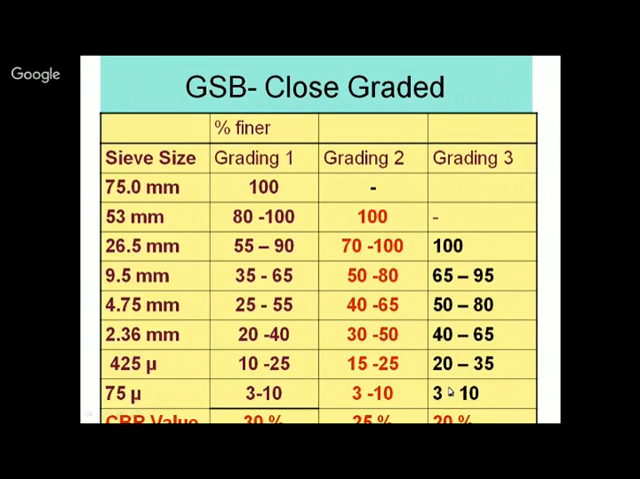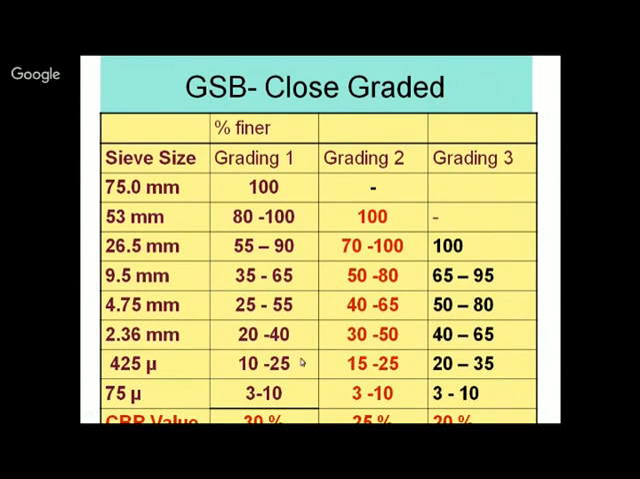Now that's a bit interesting. Now that is a grading requirement. What else we want to have from these aggregates? We want to ensure that the CBR value for grading 1 should be 30%, for grading 2 it should be 25%, for grading 3 it should be 20%. Probably these figures may not be seen on the screen, so I repeat, 30%, 25% and 20% respectively for grading 1, 2 and 3. We should have the CBR meeting these requirements.